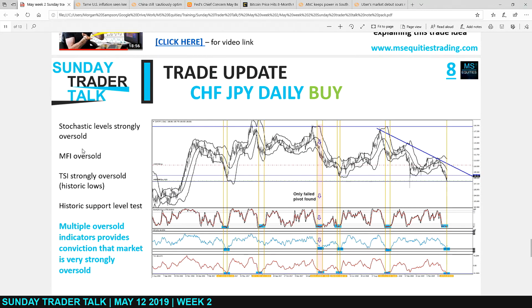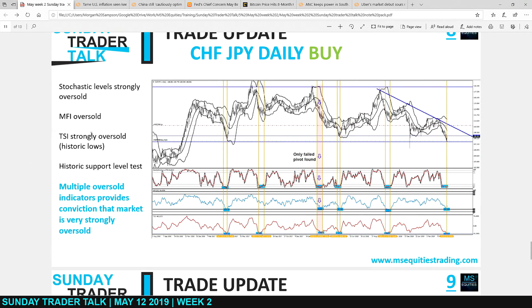So a few points: stochastic level strongly oversold, MFI oversold as well, TSI strongly oversold to historic lows, historic support level test as well. So you can see historically it's tested this level multiple times, and then multiple oversold indicators provides conviction. Conviction meaning not proof, not a justified fact, but a conviction meaning you understand based on your belief. So we really can't predict what's happening in the market. However, we provide a conviction that the market is strongly oversold.